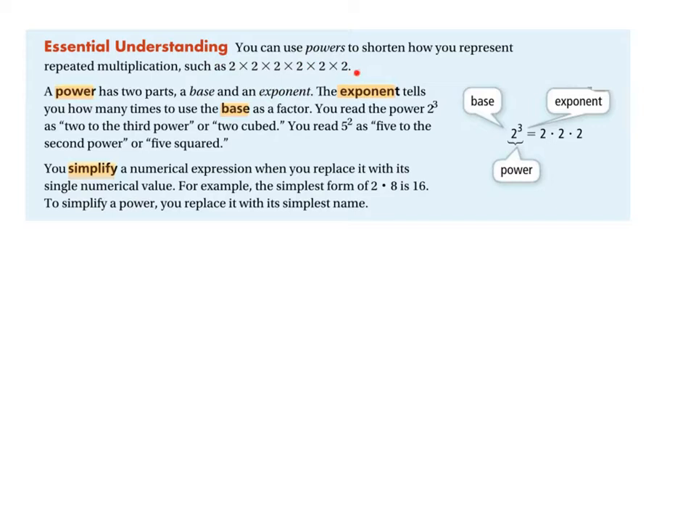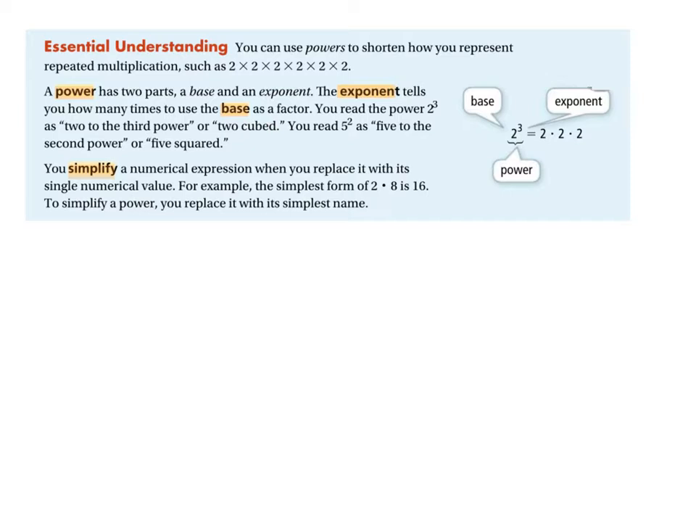You don't see the number 6 being multiplied. 6 is simply the number of times you multiply the base. Okay? The exponent tells you how many times to use the base as a factor, or how many times to multiply it together. So you read the power 2 to the 3rd power here as 2 to the 3rd power. You can also say 2 cubed. Cubed means to the 3rd power because a cube has 3 dimensions, a length, a width, and a height. So that's where they get the word cubed from.